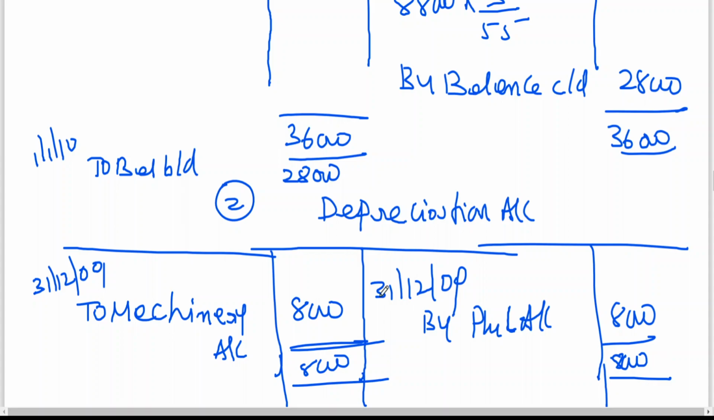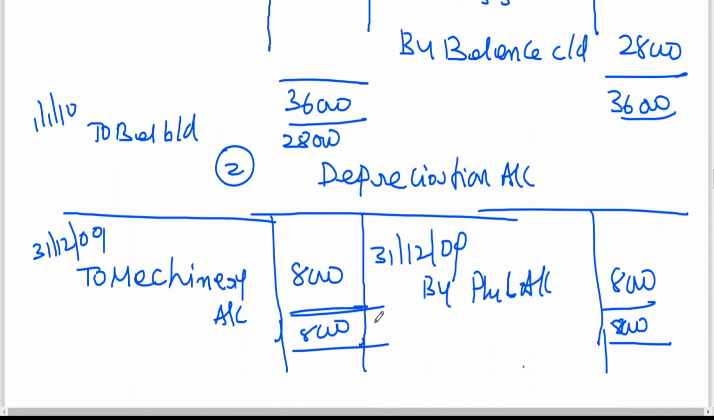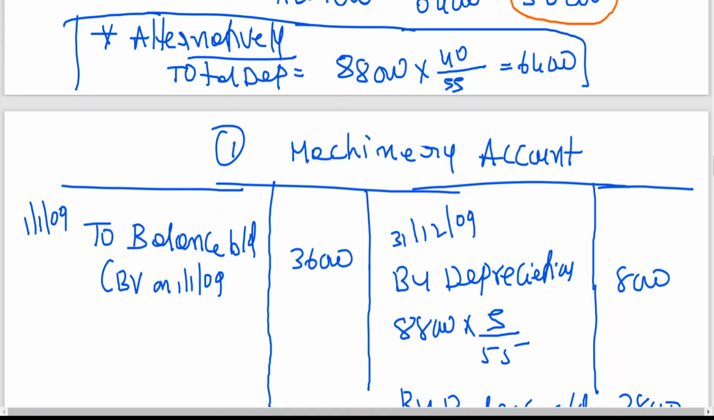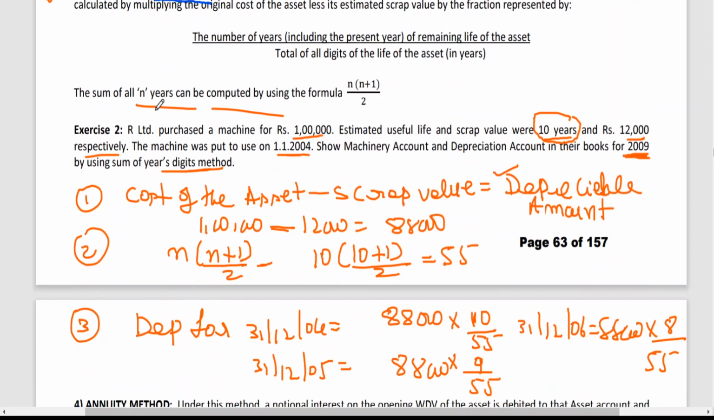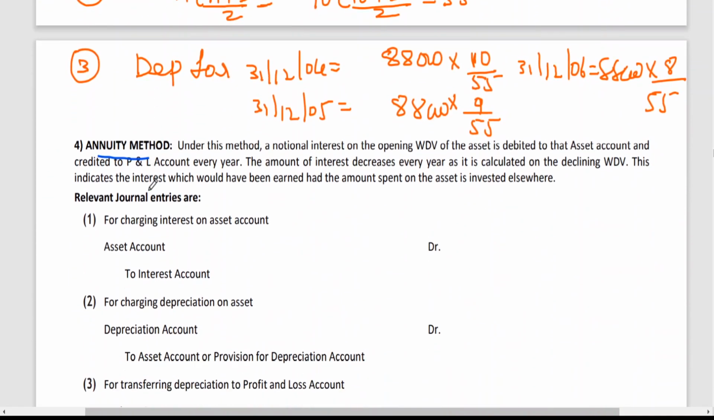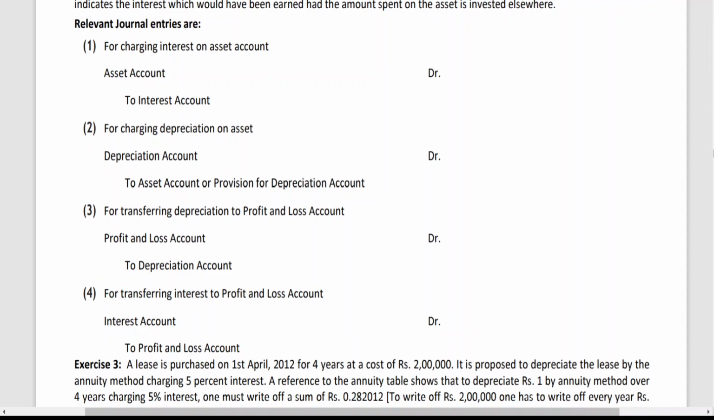Okay. So today we have learned two problems. One is the straight line method and the other the diminishing balance method. So tomorrow we take the annuity method, and other methods we will take up in due course of time. So I hope you all are following this. It's a simple chapter. So we continue our discussion in the next class.